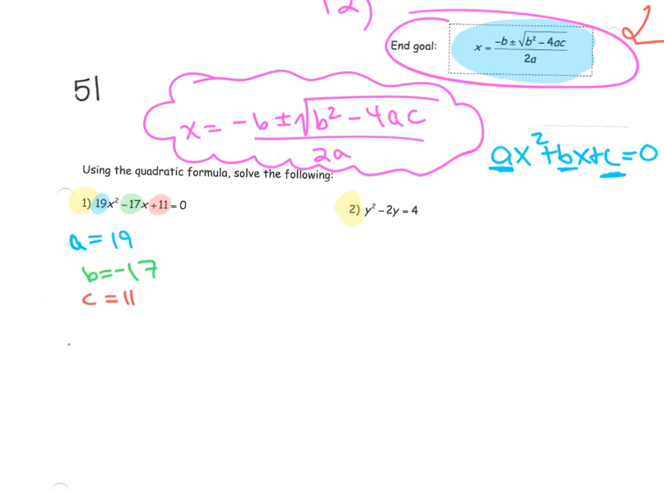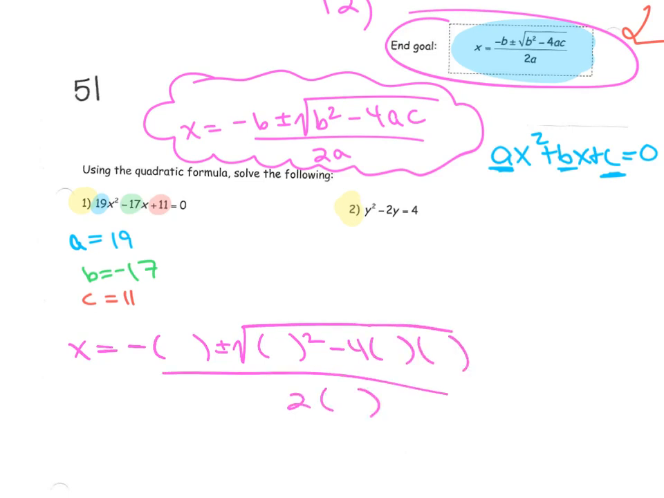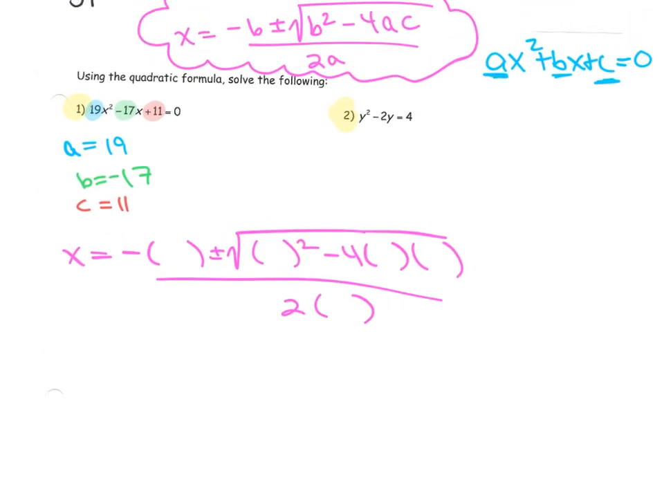So let's write. We have x equals negative b. I always like to do my parentheses first. Plus or minus the square root of b squared minus 4 times a times c all over 2 times a. Okay, so we'll fill those in. All right, so we have x equals negative b. So we have negative 17 plus or minus the square root of negative 17 squared, right, b squared, minus 4 times a times c all over 2 times a.